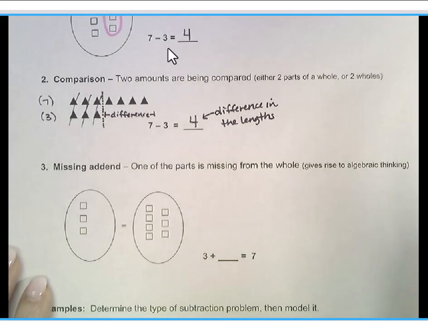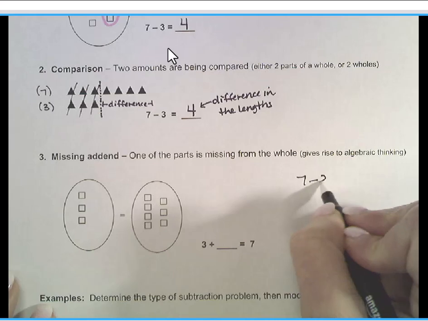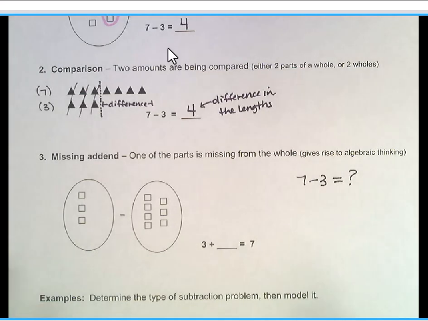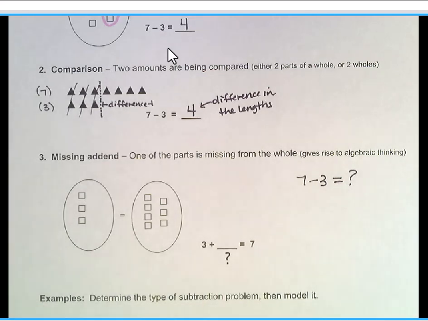Okay, and then for missing addend, that's where we turn the problem into an addition problem. So one of the parts is missing from the whole, and this helps us start to think about algebraic skills when we do this one. So if you wanted to do this as a missing addend problem, if you have 7 minus 3 is equal to something, we're really turning this around backwards, and we're thinking, well, 3 plus what would give me 7?